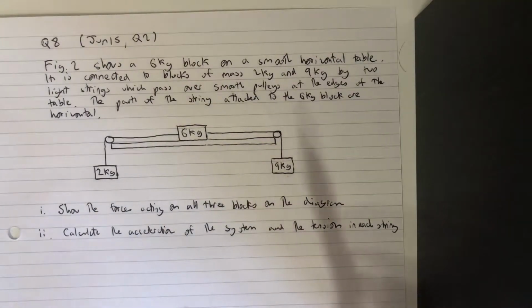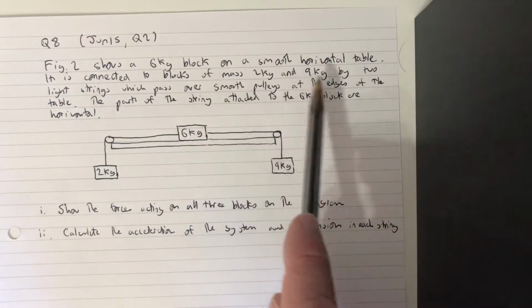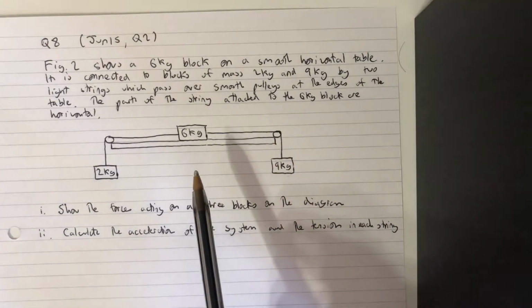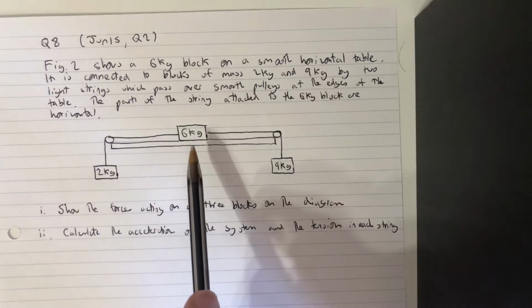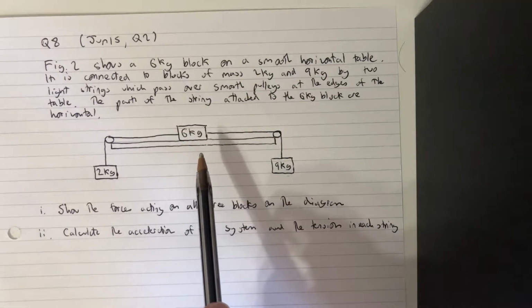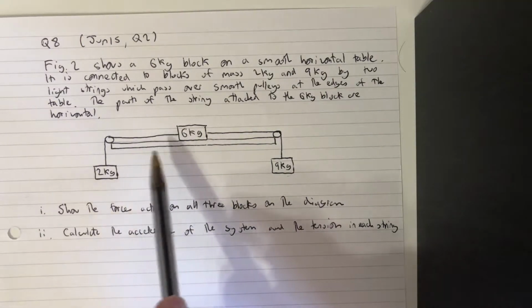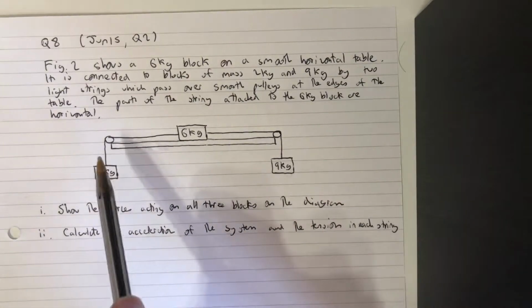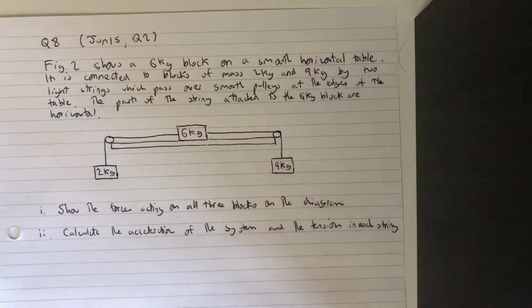Now, the key words we've got here are smooth pulleys and smooth horizontal table. In reality, you'll never get anything perfectly smooth, but that smooth horizontal table basically means that the 6 kilogram block is pretty much irrelevant to everything because there's no friction being generated by it sitting on the table. The smooth pulleys also mean you're not losing anything due to friction within those pulleys.